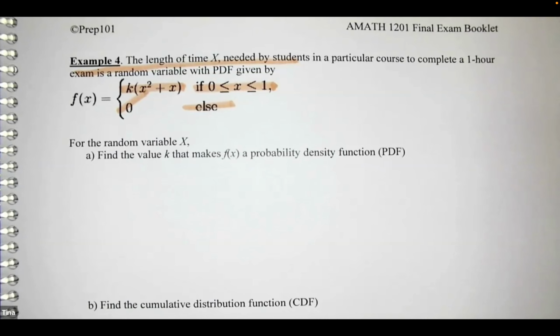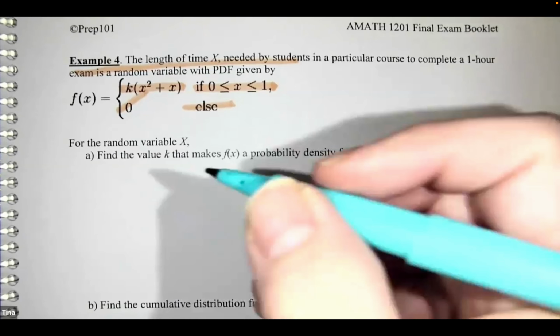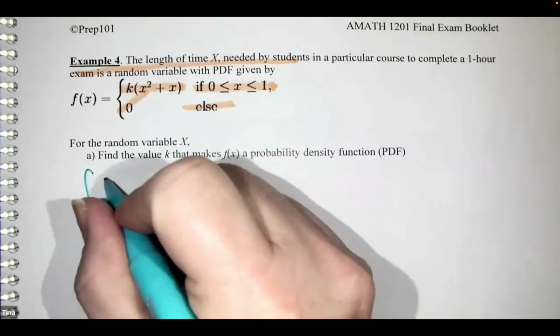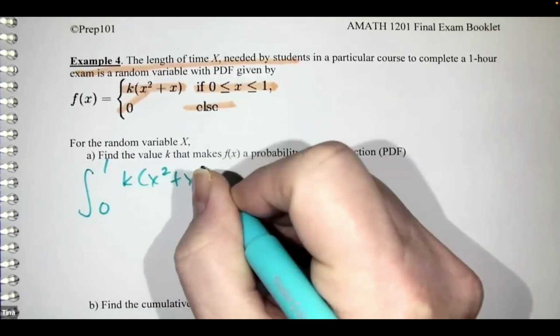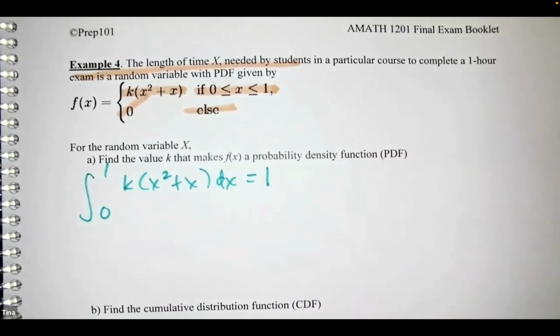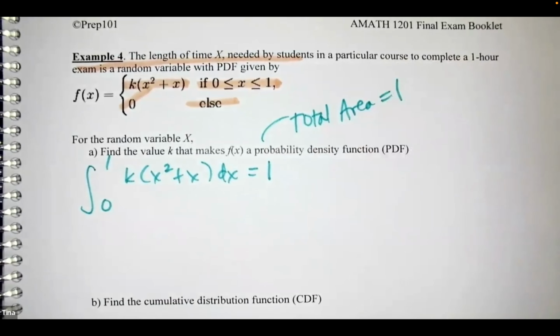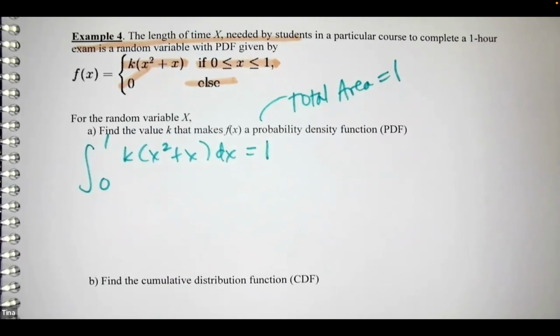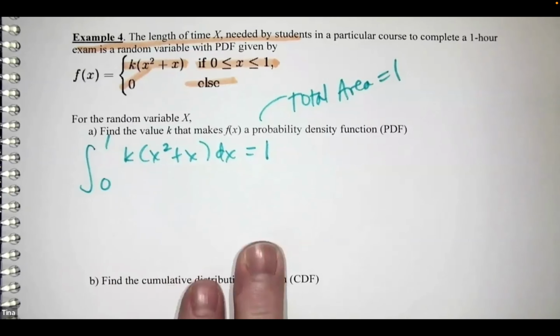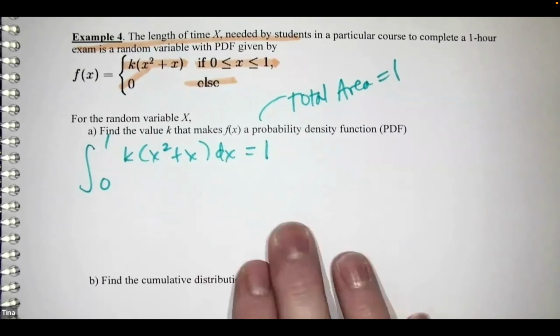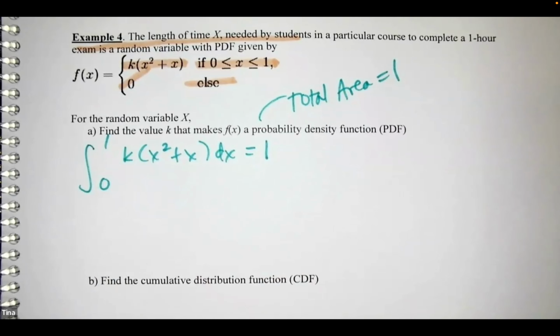So for part A here, if it's going to be a probability density function, think about what you have to do for the integral there. We did one right at the start. So we're going to have to say that the integral from 0 to 1 of k times x squared plus x dx has to be 1, because we know that the total area, which is the total probability, has to be 1. So if you want to put your k in front, great. If you don't, do whatever you want here. So take a minute, work this out, right? Do your integral. What would your k value be here?